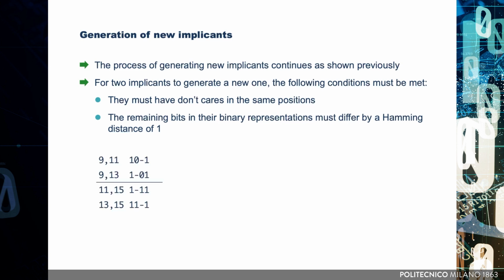Let's return to our example. The comparison between implicants 9-11 and 11-15 does not lead to a reduction because their don't care bits are located in different positions. However, the pair 9-11 and 13-15 does allow for a valid reduction, producing the new implicant 9-11-13-15, that is a 4-dimensional implicant that covers 4 minterms. And so the process continues.